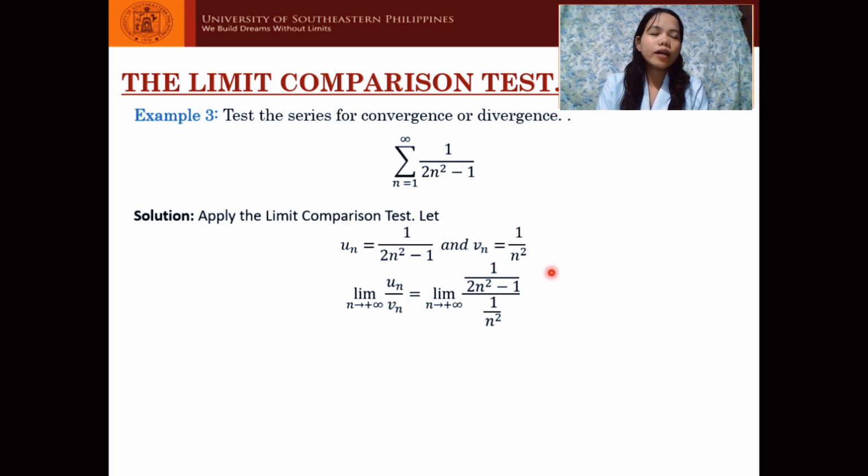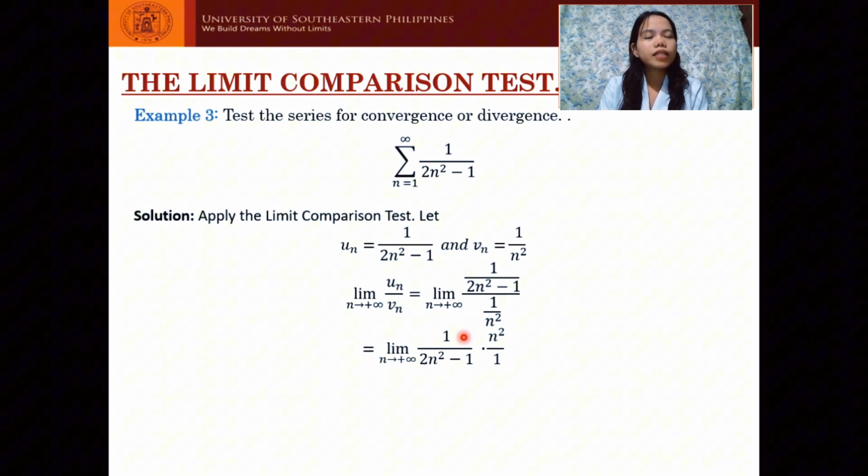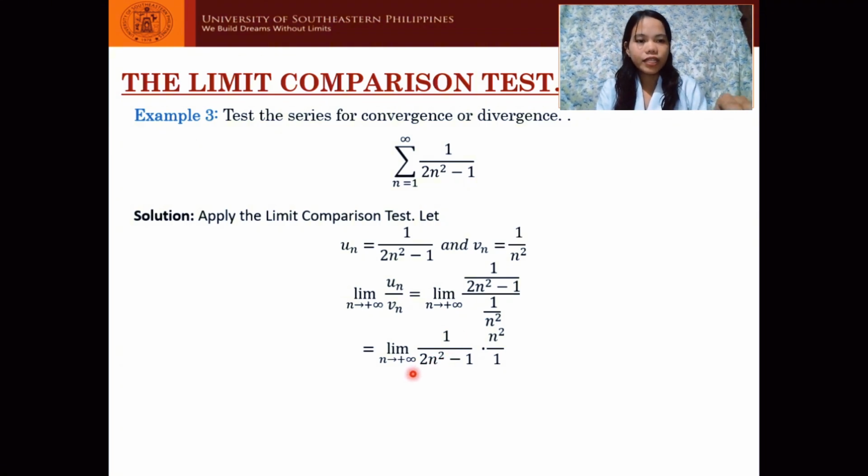For this one, we have to multiply our numerator by the reciprocal of our denominator. What's the reciprocal of 1 over n squared? It is n squared over 1. So we need to multiply them. So the limit of 1 over 2n squared minus 1 multiplied by n squared over 1 as n approaches positive infinity.